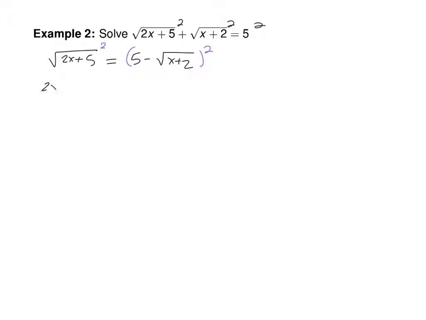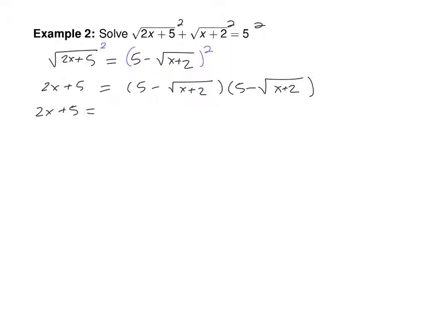So that gives 2x plus 5. I'm actually going to write down a lot of the steps: 5 minus root x plus 2 times 5 minus root x plus 2. Is everyone okay with what I'm doing? You can cry because it takes half a page of paper, okay? You're allowed to do that. Okay, so that's 2x plus 5.